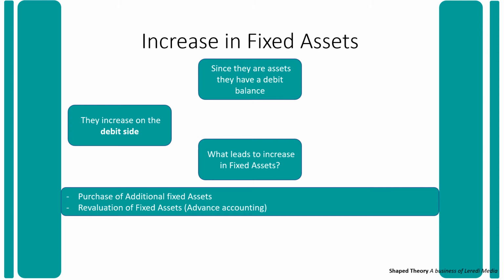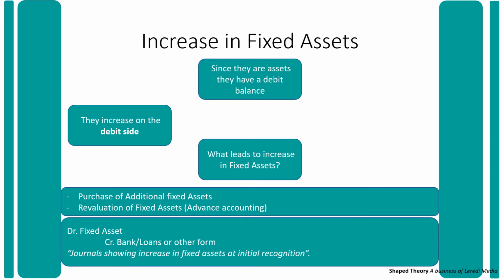Now let's look at an example. If the company goes and decides to buy an additional fixed asset, that means that would have an increase in fixed assets, and the fixed assets increase on the debit side. In that regard, you'll have to debit your fixed asset. But you need to have a credit entry, because in accounting, what happens on the left-hand side has to happen on the right-hand side also.